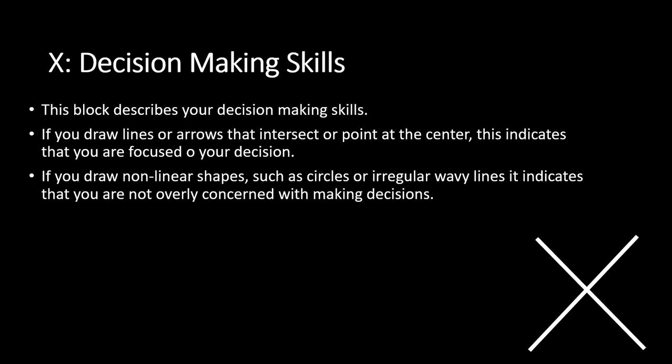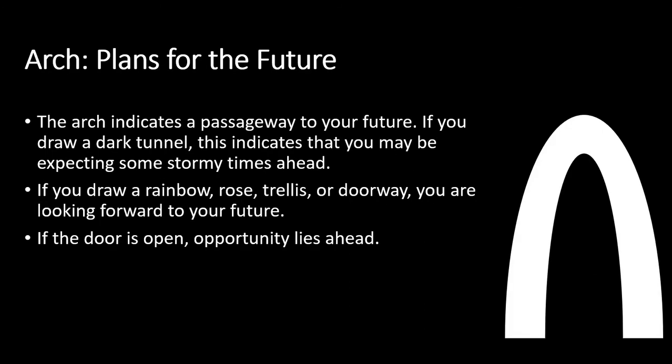Next, we have our X, and that is our decision. This represents your decision-making skills. This block describes your decision-making skills. If you draw lines or arrows that intersect or point at the center, this indicates that you are focused on your decision. If you draw a non-linear shape, such as circles or irregular wavy lines, it indicates that you are not overly concerned with making decisions. You're a little bit more carefree.